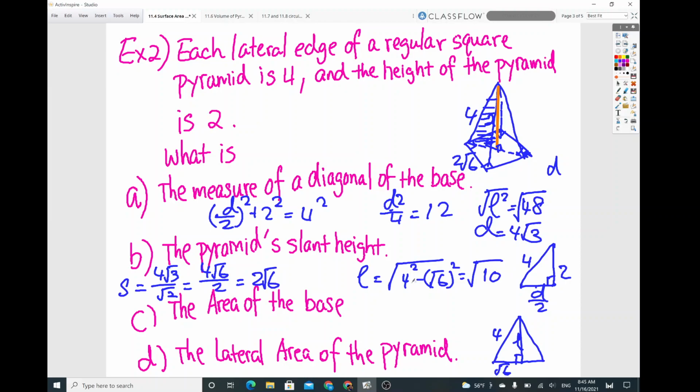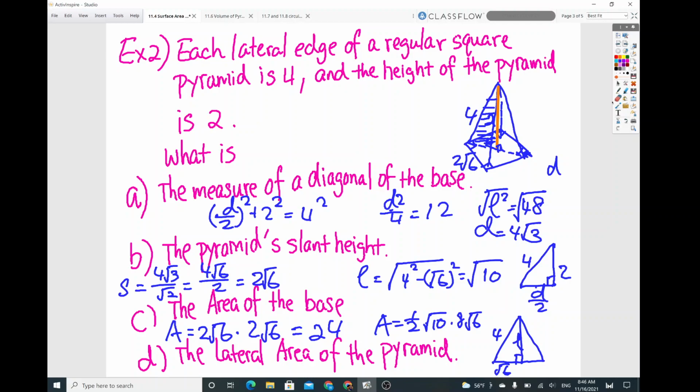The area of the base is 2 root 6 times 2 root 6, which is 4 times 6, so that'll be 24. And then the lateral area of the pyramid is 1/2 times L, the slant height, root 10, times the perimeter of the square. The perimeter of the square is 2 root 6 times 4, so 8 root 6.